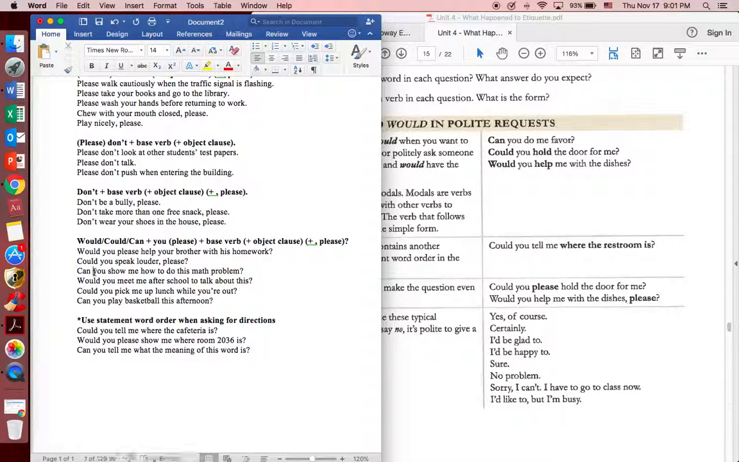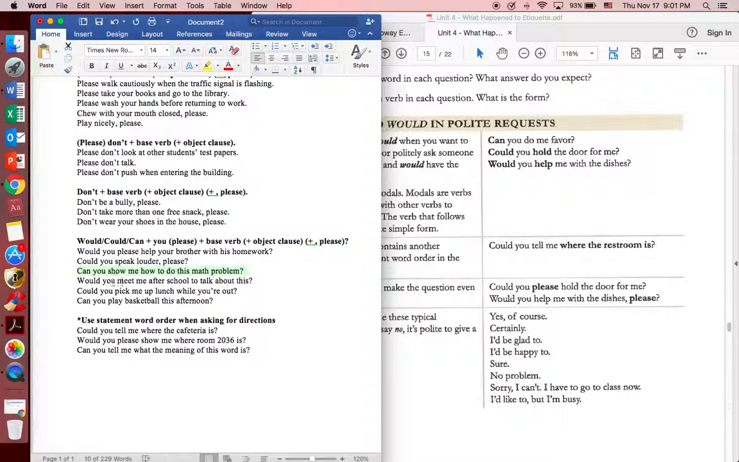Means not only will you show me, or would you show me, but it also means are you able to show me? Do you know how to do it such that you can or you are able to show me how to do it? Again, in practice we use can interchangeably with would and could most often, but it does have the additional element of meaning that somebody has the ability to do something.